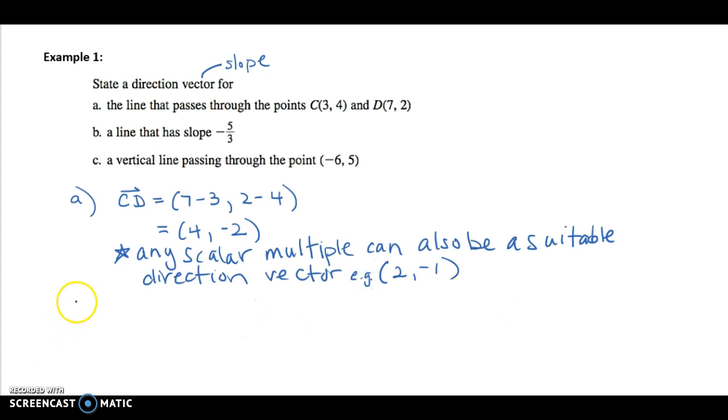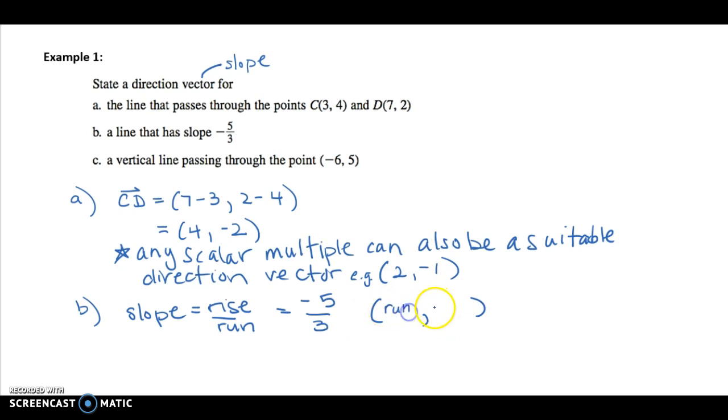A line that has a slope of negative 5 over 3. If I break this down, slope is rise over run, and I'm going to keep the negative with the numerator as a rule of thumb. So I've got rise being negative 5 and my run being 3. This means that my vector is always in the form, and I'm going to purposely write down here, run, comma, rise. So this is now going to be the vector (3, -5).